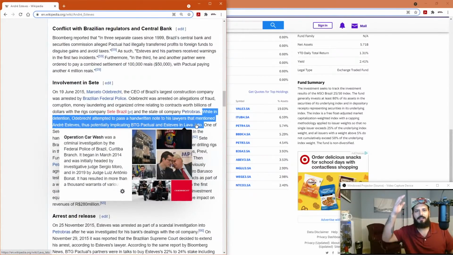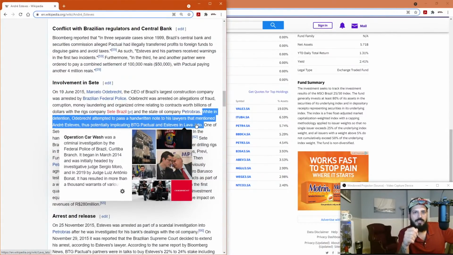All right? Odebrecht, this crook, the CEO of Brazil's largest construction company, was arrested by the Brazilian police, the Federales, on allegations of fraud, corruption, money laundering, and organized crime relating to contracts worth billions of dollars with the rigs company Sete Brasil and oil company Petrobras. These guys are all crooks, and Odebrecht sent a handwritten note. He attempted to pass it to his attorneys, mentioning Andre Esteves.